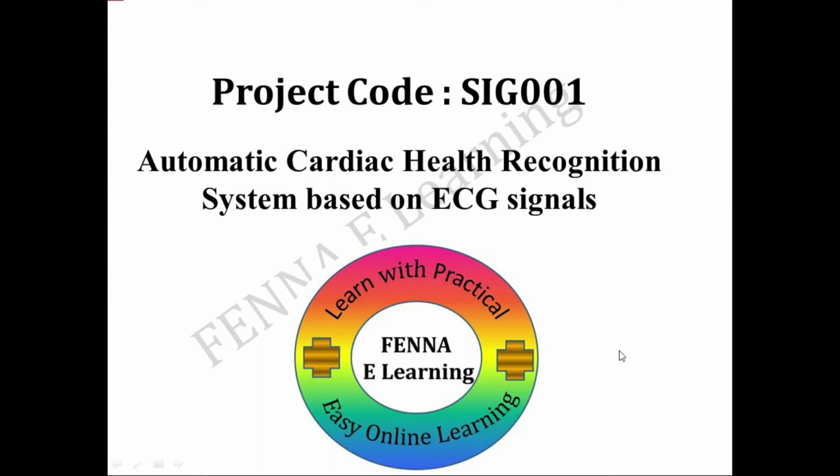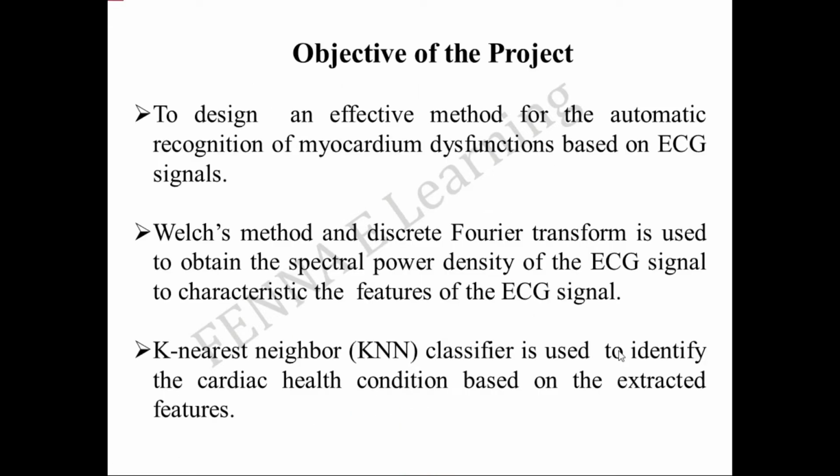Welcome to fennaelearning. The title of the project is Automatic Cardiac Health Recognition System based on ECG signals. The objective of the project is to design an effective method for the automatic recognition of myocardium dysfunctions based on ECG signals. Discrete Fourier transform and Welch method is used to obtain the spectral power density of the ECG signal. K nearest neighbor classifier is used to identify the cardiac health condition based on the extracted features.